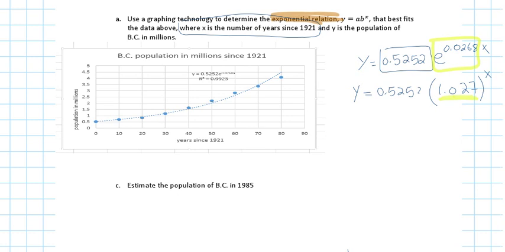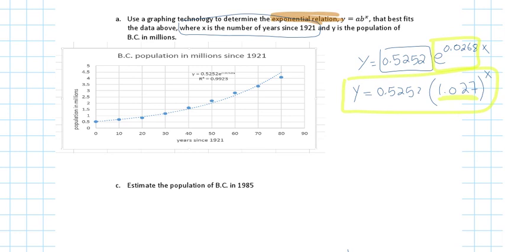Always when you do exponential, Excel is going to give you e to the power of something. You have to change it to an actual growth factor, or a decay factor, depending on what you end up with. Are we okay with this? We know how to do it on the calculator. Okay. Now, the question was asking me to find an exponential equation. I did. Here's my exponential equation, which is y equals 0.5252 bracket 1.027 to the power of x.